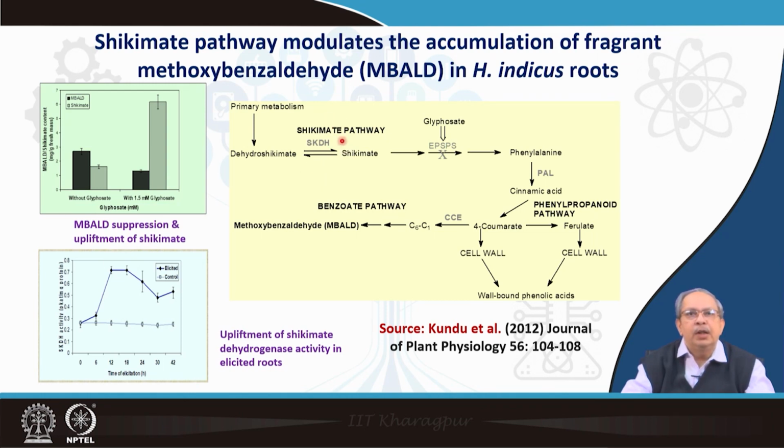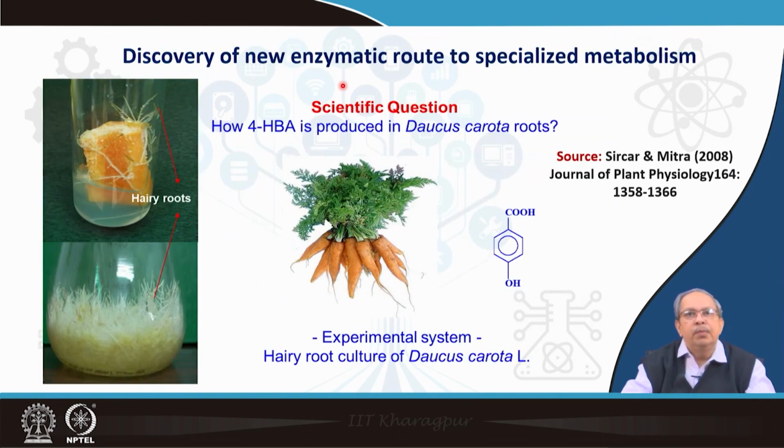And EPSP synthase, there is the step here, and glyphosate is a very well known inhibitor of that. When glyphosate was added to the system, what was found was that it suppressed the formation of embald. So, from there it was clear that the shikimate pathway modulates the accumulation. So, the regulation started even before phenylalanine comes into the picture.